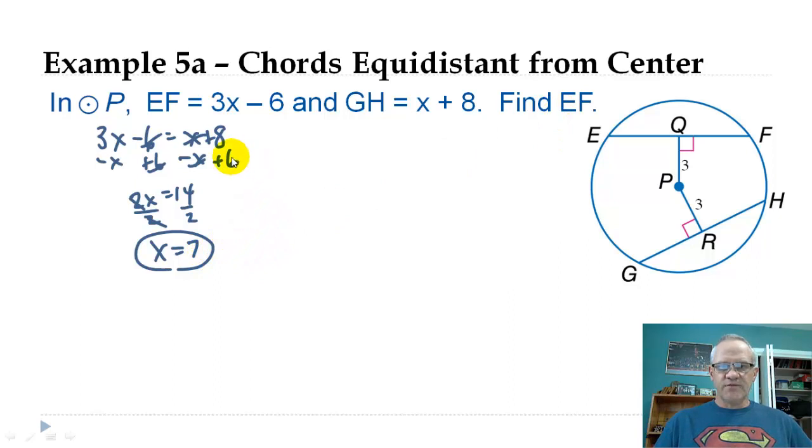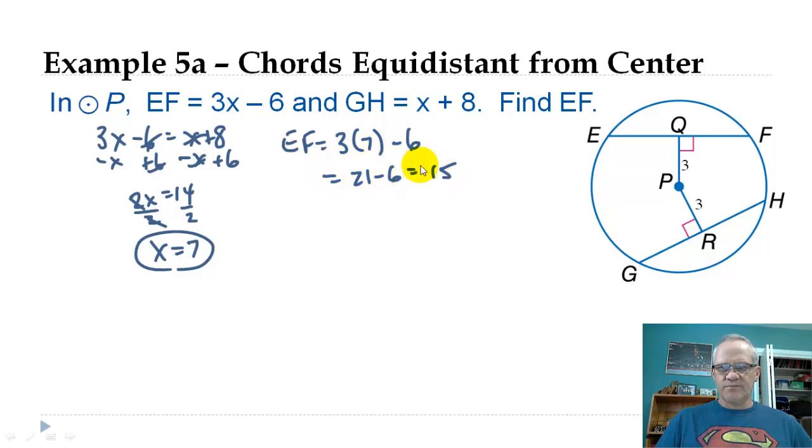And so EF would be 3x minus 6. So I'm just going to plug this in. 3 times 7 minus 6. So this would be 3 times 7 is 21 minus 6 is 15. And by the way, if you want to double check yourself, shouldn't GH be the same exact thing? If I plug 7 in there, 7 plus 8 is 15. That's good, okay?